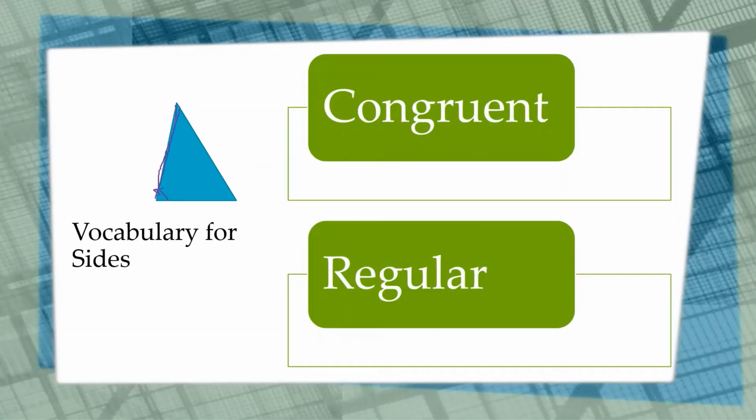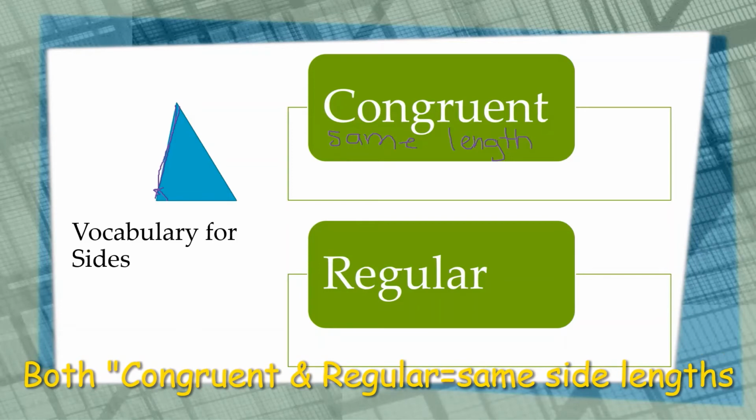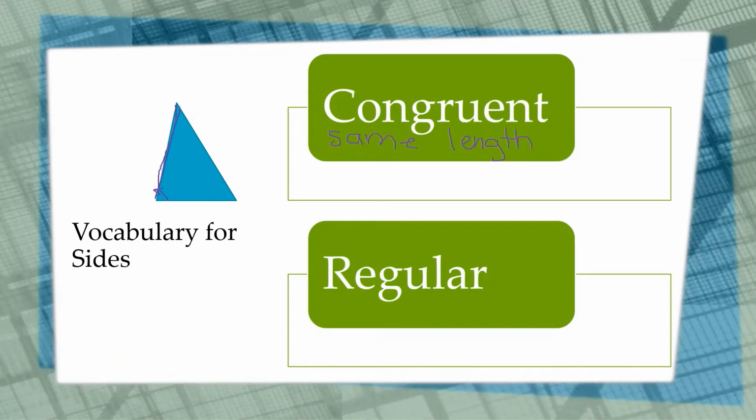So some vocabulary for sides would be congruent. The word congruent just means the same lengths. And another word that you may hear sometimes is the word regular. Now, we may not use this for triangles, but since we're talking about polygons, I thought to just kind of throw this word in here. But anytime when you hear of a regular polygon, that means that all of their sides are exactly the same lengths. So in essence, congruent and regular kind of mean the same.